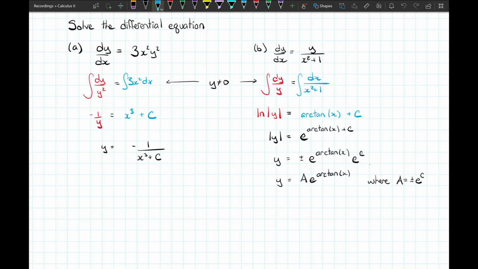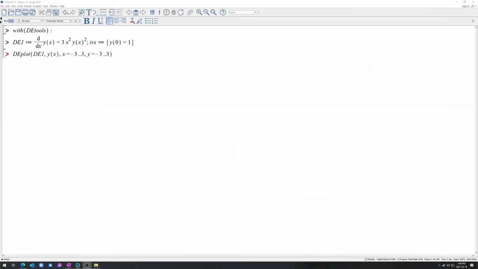Now that we've got both of these solutions, let's see if we can visualize the differential equations using their direction fields and see how these solutions are the family of curves that we get from different initial conditions. So here I've got that DE tools package loaded up, and our first differential equation, the derivative of y with respect to x at x, is equal to 3x squared times the value of y at x, all squared.